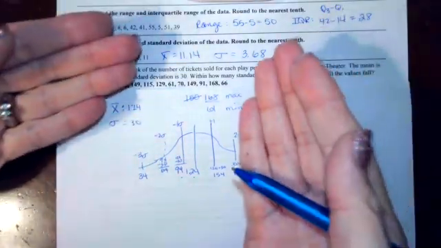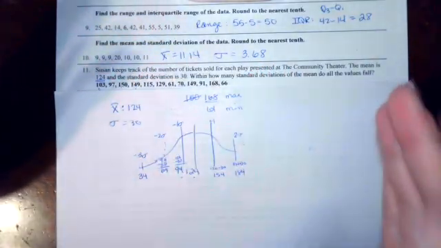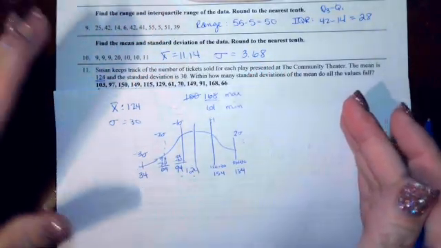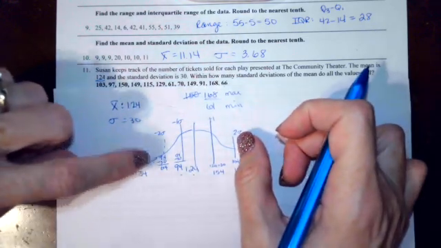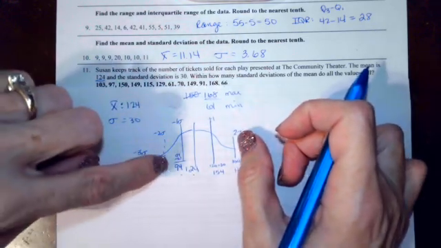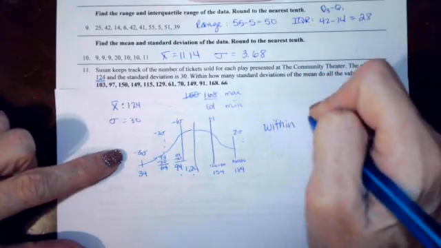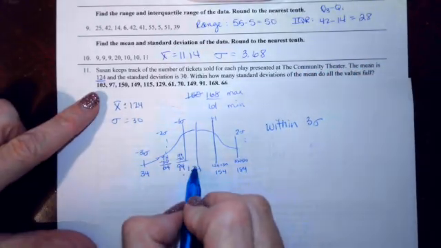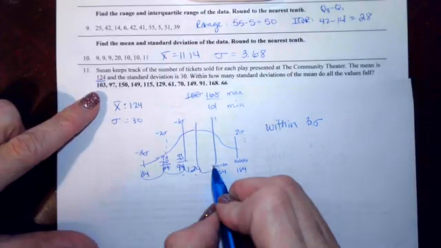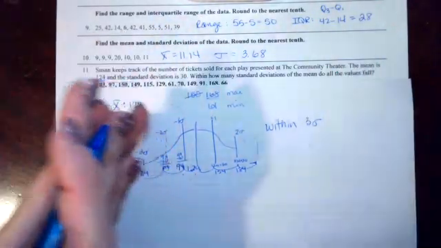But remember, we cannot have them unbalanced. They have to be the same amount. I can't say 3 on one side, 2 on the other. So to be consistent, we can't say 2 because this one has to have 3, and 3 is bigger than 2. So we're going to say within 3 standard deviations, because this one had to go out 3, even though that one only had to go out 2. If we go out one more, then that still includes all of that data.